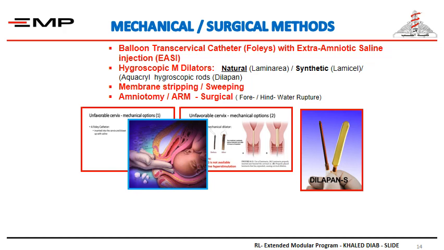Sweeping of the membranes may promote the onset of labor by increasing local production of prostaglandin. Discomfort during vaginal examination and other adverse effects, bleeding or irregular contractions, were more frequent in women who had the procedure performed.